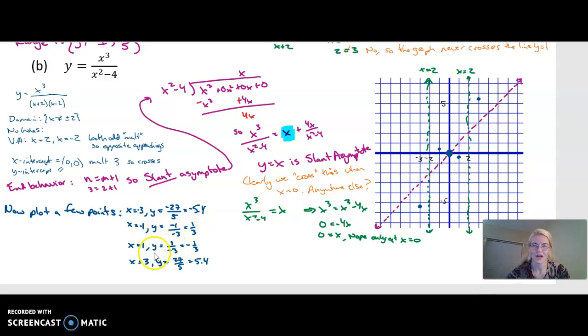Symmetrically, what kind of symmetry is this, by the way? If I plug in negative 1, I'm going to have negative 1 over negative 3, or positive 1/3. Yeah, what kind of symmetry is that? That's going to be symmetric about the origin. That's an odd symmetry. And it's true, if you plug in negative x, you're going to get negative up here. That's going to be the same. So we have odd symmetry. That is also something worth noting.